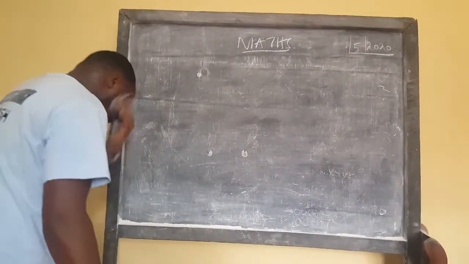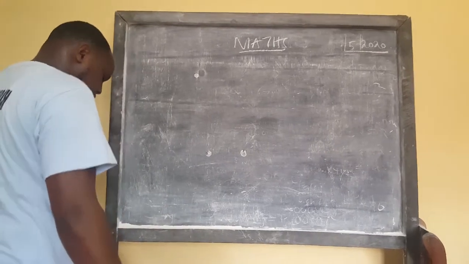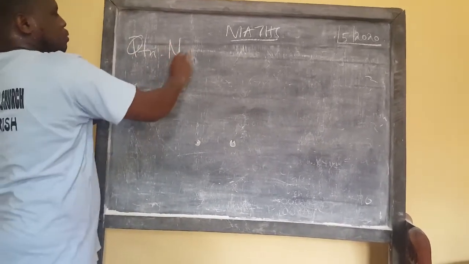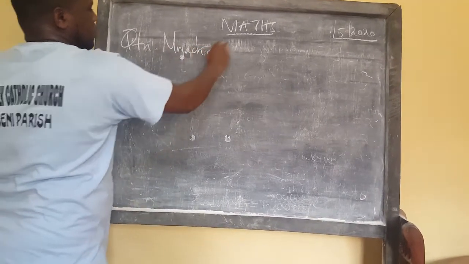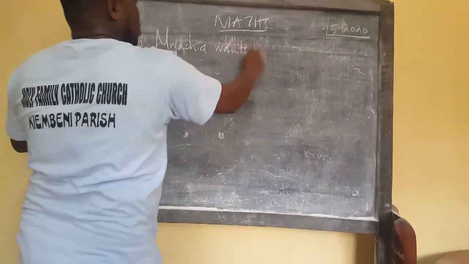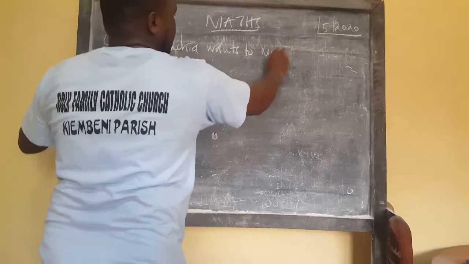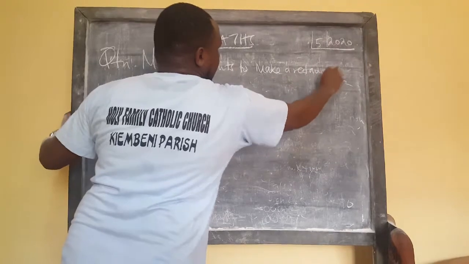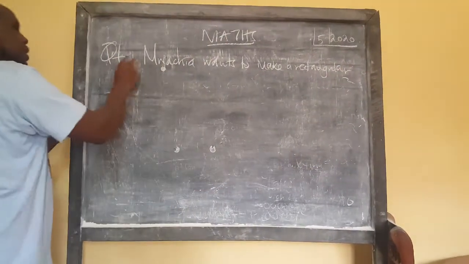So a question goes, Mwachia wants to make a rectangular water tank.